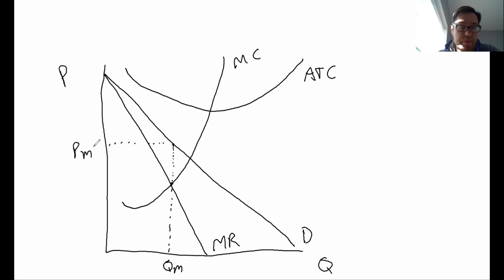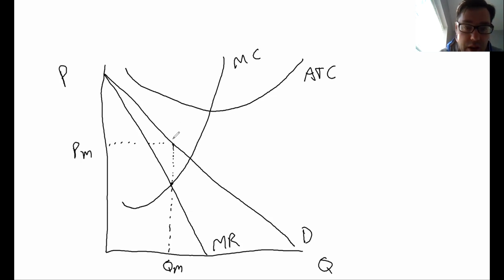Right, so P sub M. So there we have our profit maximizing quantity and price for this monopolist. Now you notice, oh, okay, we need to shade the economic profit box. Well, actually, in this case, it's an economic loss. So this is the reason we had to think ahead where we're going to draw our ATC curve.